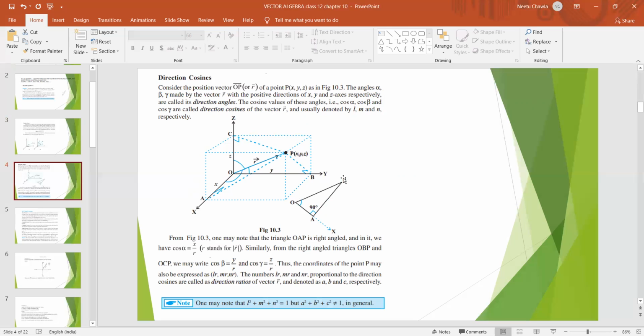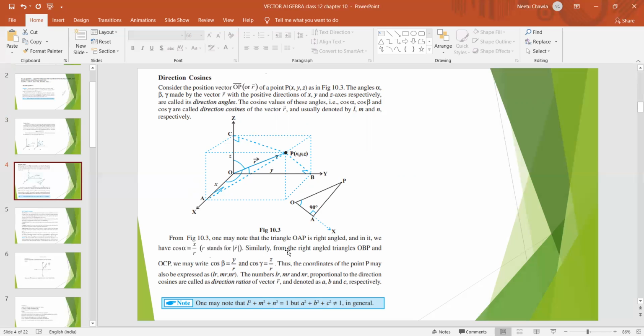You can see another figure over here. We have just taken out this triangle OAP and we are showing it here separately, that at point A it is making a 90-degree angle and this is your angle alpha. So from here, using trigonometry, cos alpha is equal to base upon hypotenuse. So it is x upon r, meaning cos alpha is equal to x upon r.